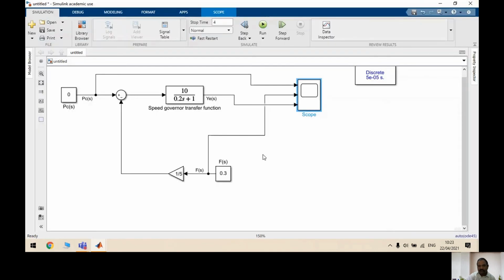Now you are supposed to explain to me the effect of varying the time constant, the gain, and also the speed regulation on the characteristics of the speed. I have asked you this in your assignment. Go through the assignment and try to solve it. I hope you have understood now how to solve these things using MATLAB.